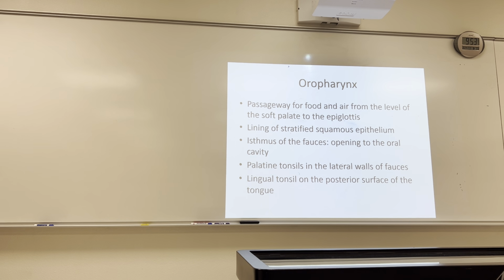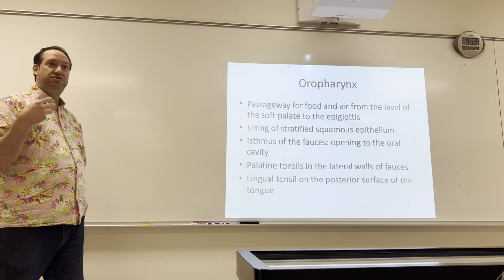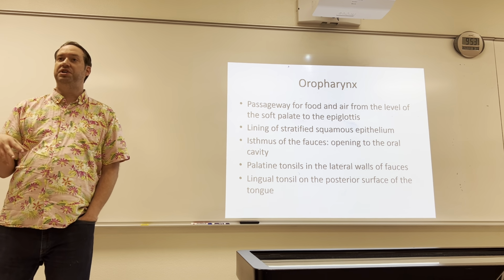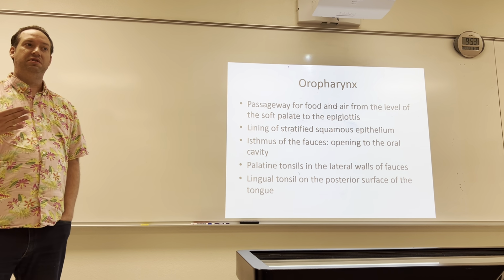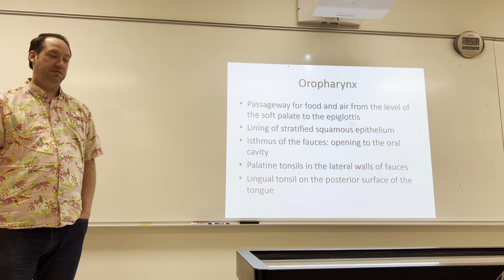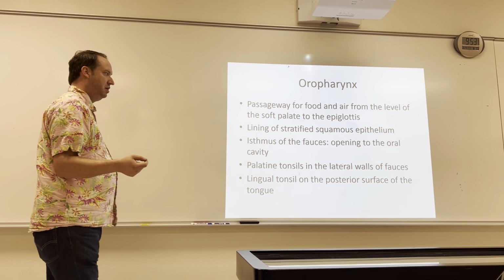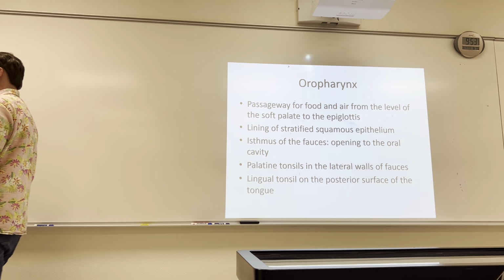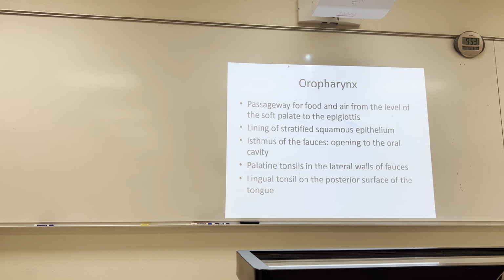The oropharynx is what you see when you look in the back of somebody's throat. If they've got tonsils, you can see those palatine tonsils. Here, the epithelium becomes stratified epithelium because this is your mouth, right? And there's friction and food and stuff going here. So we've got layers and layers of cells to protect you from that. Lingual tonsils are on the posterior surface of the tongue, but those palatine tonsils are ones that you can see when you look in the back of the throat.